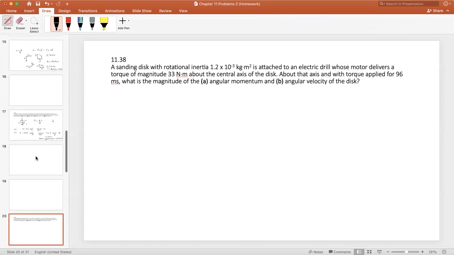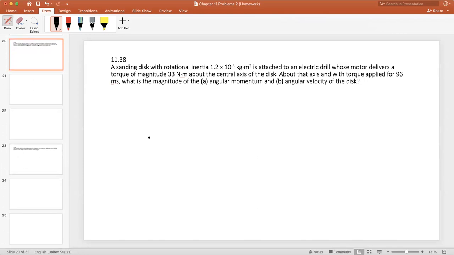All right. This problem is a little bit more a physics problem than a math problem. We have a sanding disk with rotational inertia of 1.2 times 10 to the minus 3 kilogram meters squared, and it's attached to an electric drill. The motor drives it with a torque of 33 newton meters about the central axis of the disk. With the torque being applied for 96 milliseconds, what is the magnitude of the angular momentum and the angular velocity of the disk? This problem is kind of cool. I actually really do like this problem a lot.